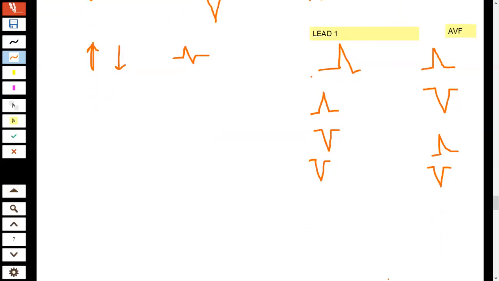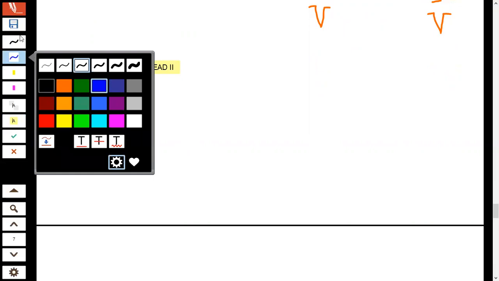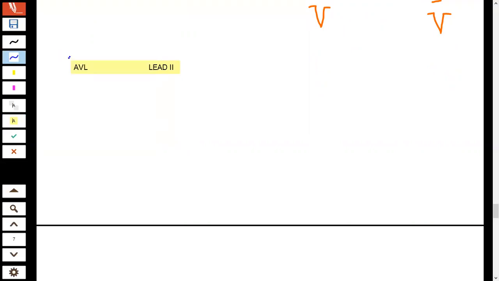Now we'll talk about the isoelectric method. Isoelectric is a quite easy method. In isoelectric, we just pick 2 leads, AVL with lead 2. If I talk about the leads right here, AVL is basically the isoelectric. If you just see the ECG wave, the normal AVL is isoelectric, like that.